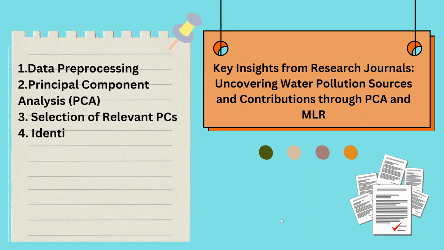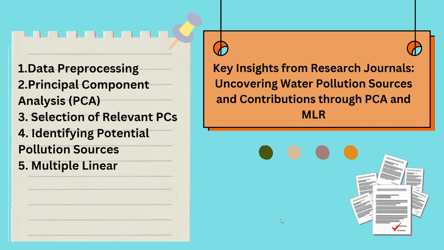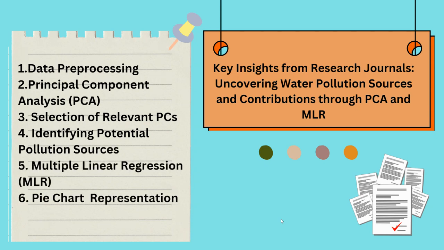To determine water pollution sources and their contributions using PCA, data preprocessing is necessary to ensure consistency, handle outliers, and address missing values. Normalization techniques can be applied to scale variables appropriately. PCA is then conducted on the preprocessed dataset, transforming the original variables into uncorrelated principal components. PCs with high eigenvalues explain significant data variation, and variables with higher loadings in specific PCs indicate stronger influences on pollution sources.